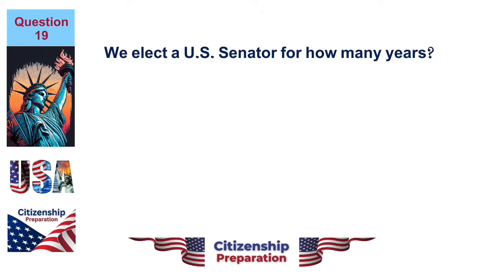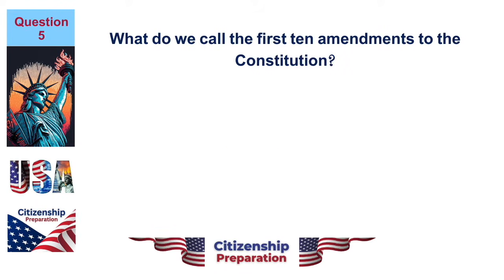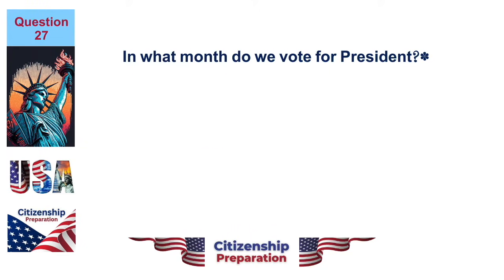We elect a U.S. Senator for how many years? Six. What do we call the first 10 amendments to the Constitution? The Bill of Rights. In what month do we vote for president? November.